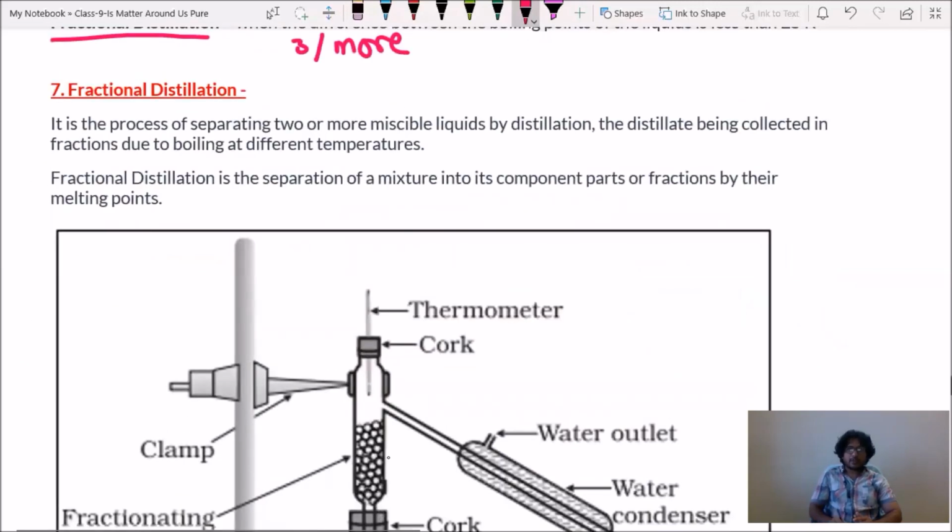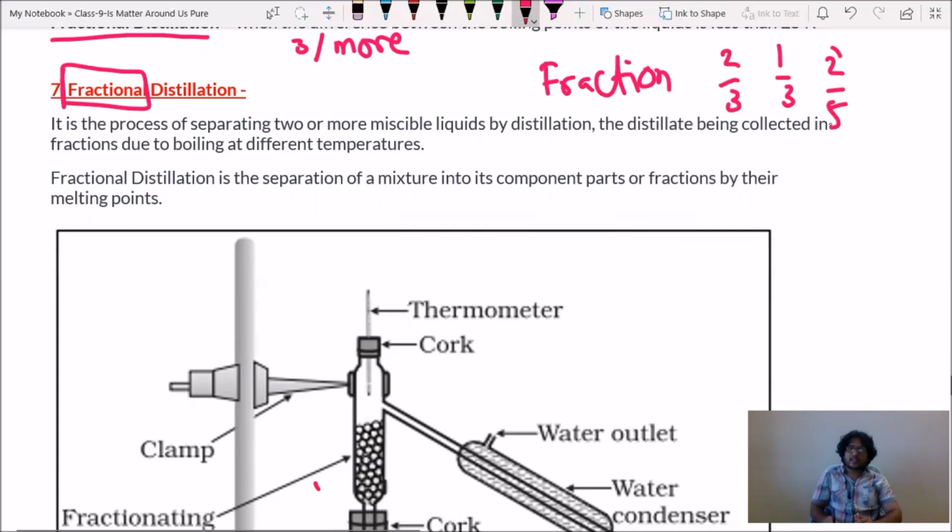While coming to fractional distillation, I told you if you are mixing 3 or more components, then fractional distillation. In the name itself we have fractional. In mathematics you have learned about fractions. So fractions, you can take it like 2 by 3, 1 by 3, 2 by 5, etc. 2 parts out of 5 parts, 1 part out of 3 parts, like that. You can remove it.